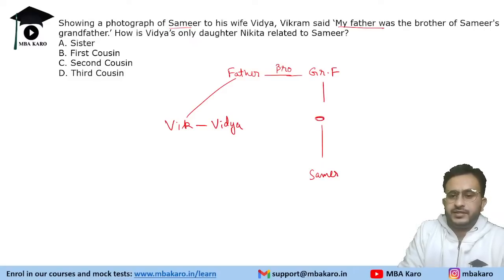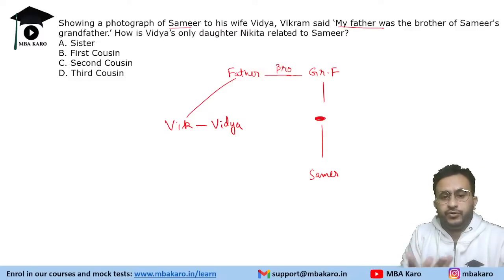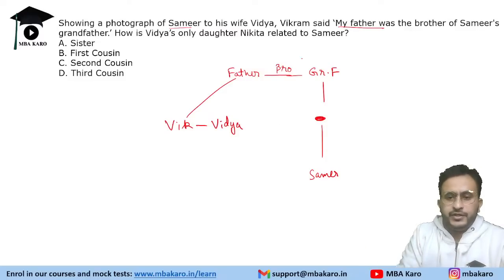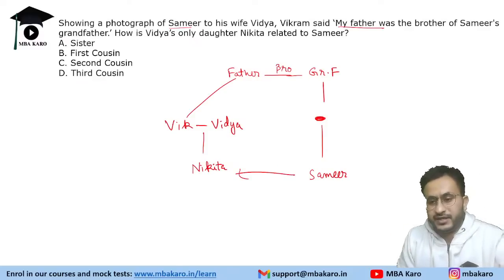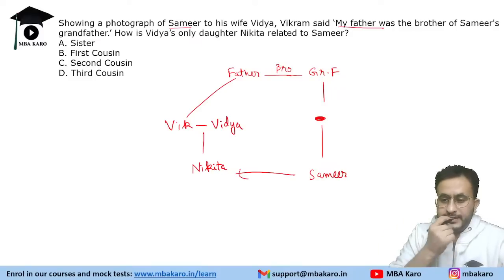So there is some person over here, like maybe, I mean, grandfather again could be maternal, paternal, anything, right? So this is Samir. Now the question is asking, how is Vidya's only daughter Nikita, so they have a daughter Nikita, how is she related to Samir? So what is the relation between Nikita and Samir? Now see this thing.